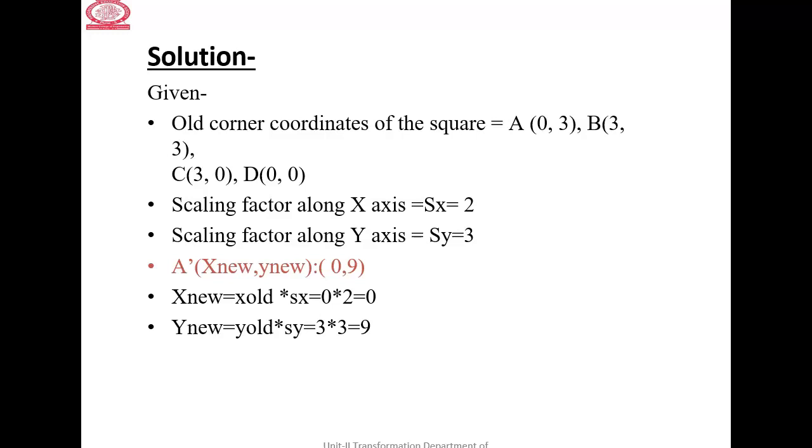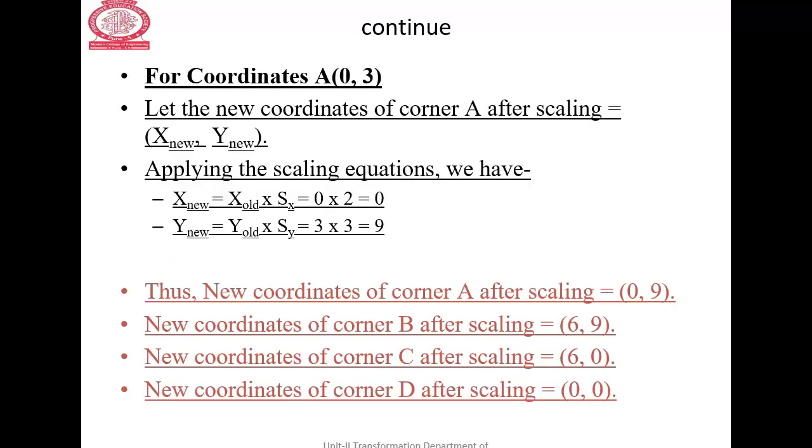So A dash is nothing but x old into Sx. The earlier point was 0 and 3, no? So 0 into 2, that is Sx, becomes 0, and 3 into 3 becomes 9. Similarly, you can calculate B dash, that is 3 into 2, 6, and 3 into 3, 9. Then similarly, you can calculate for C, that is 6, 0, which is after scaling, and D is 0, 0, because earlier also it was 0, 0. So multiplying it with the scaling factors, it will become 0, 0 only.